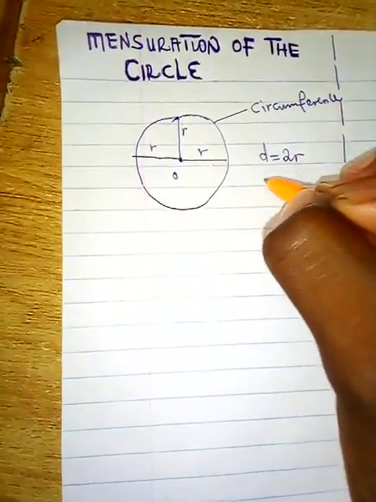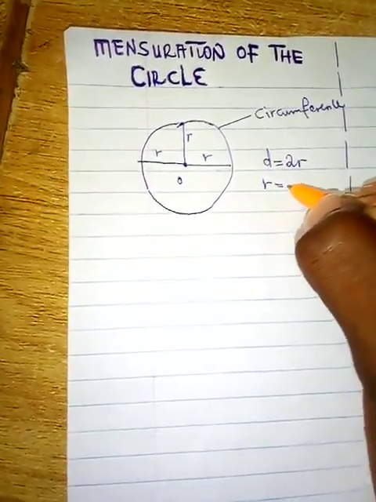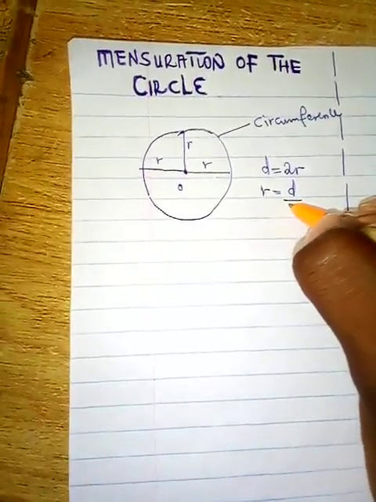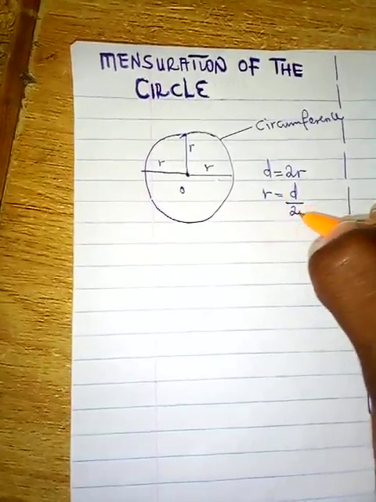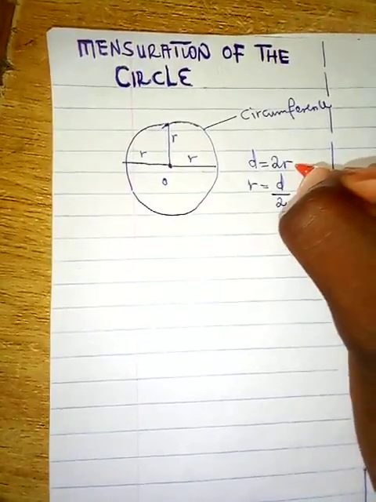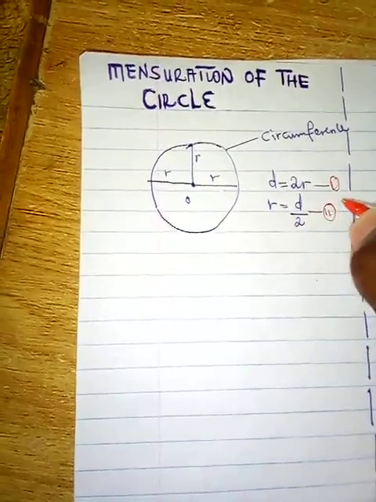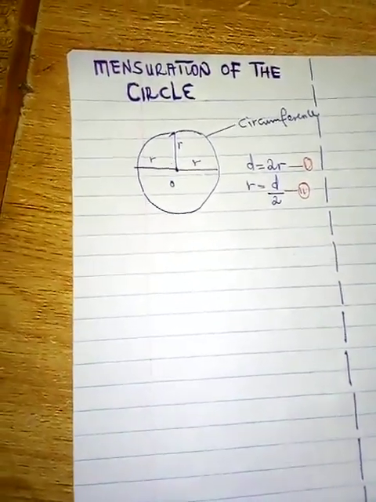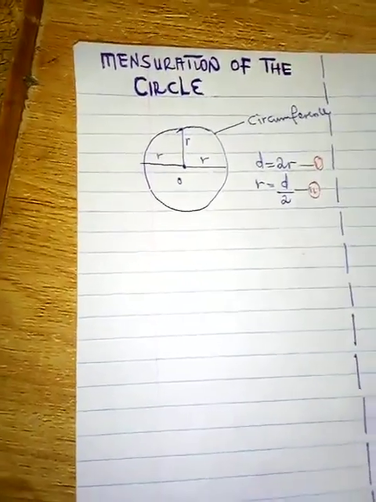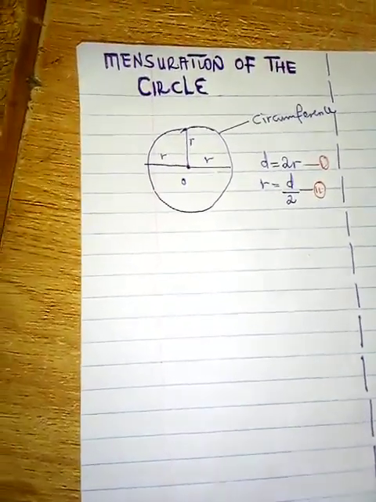If your radius is the subject of the formula, then this can also be written as radius is just half of the diameter, which you can just say as radius is equal to diameter divided by 2. So know this formula 1, know this formula 2. Your diameter is twice the radius, and your radius is just half of your diameter, which is the same as diameter divided by 2.